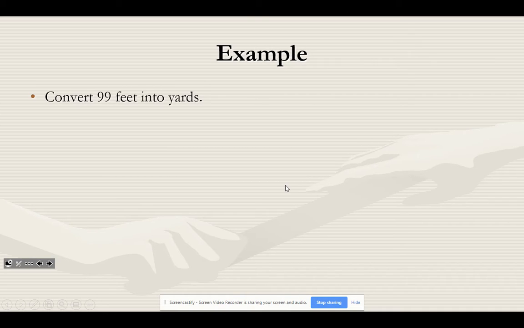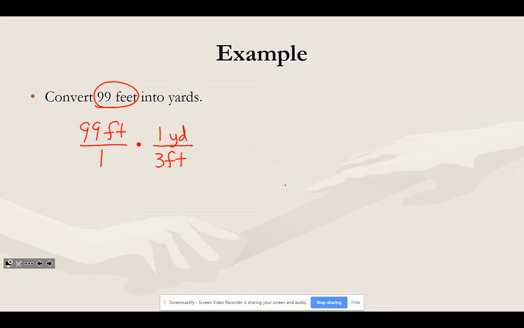Let's do this one together. Convert 99 feet into yards. My initial units are right here with the 99 feet. So I take 99 feet and I put it over 1. In looking at my conversion factors and knowing what I know, there is a direct conversion from feet to yards. I now am going to multiply this first fraction, 99 feet over 1, by putting 1 yard over 3 feet. 1 yard is equal to 3 feet, so I can easily make this conversion factor.